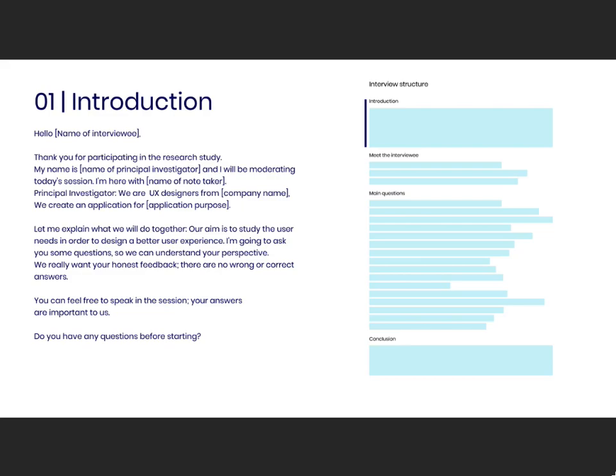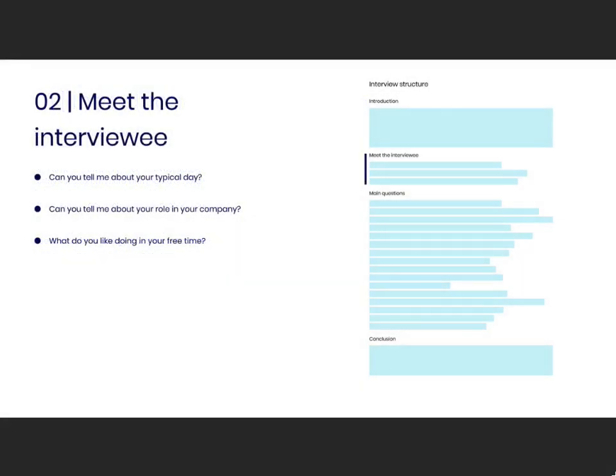In this part, we want to know more about the interviewees. And we can call this part breaking the ice. We can ask 3 to 5 questions, usually general questions that open the conversation and are an introduction to the main questions. We can ask questions like, "Can you tell me about your typical day? Can you tell me about your role in your company? What do you like doing in your free time?" Sometimes these questions can also help us to understand our users' needs.